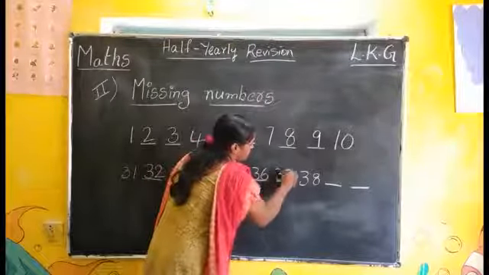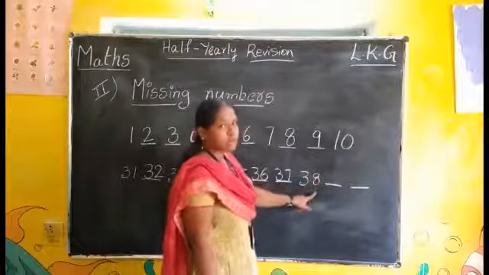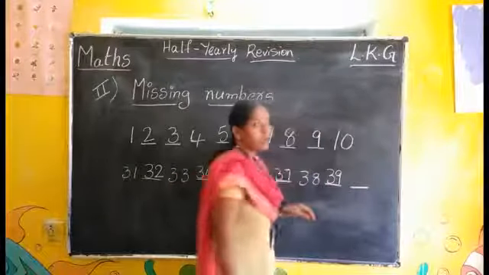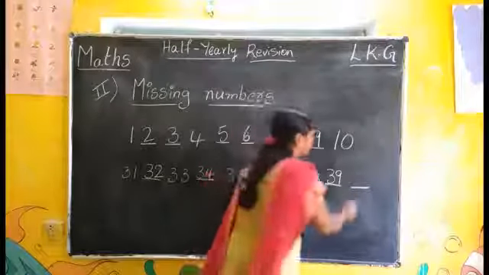Now next 3, 7, 37, 3, 8, 38, 3, 9, 39. After 3, 9, 4, 0, 40. Very good.